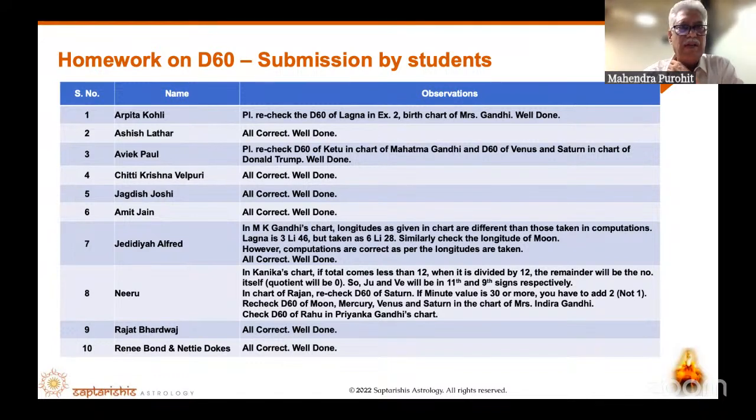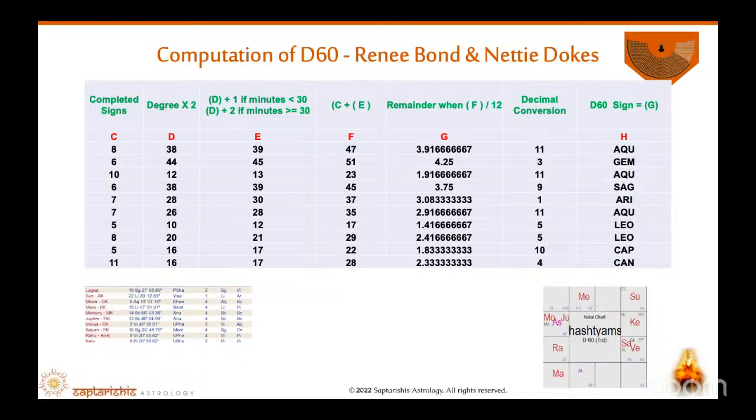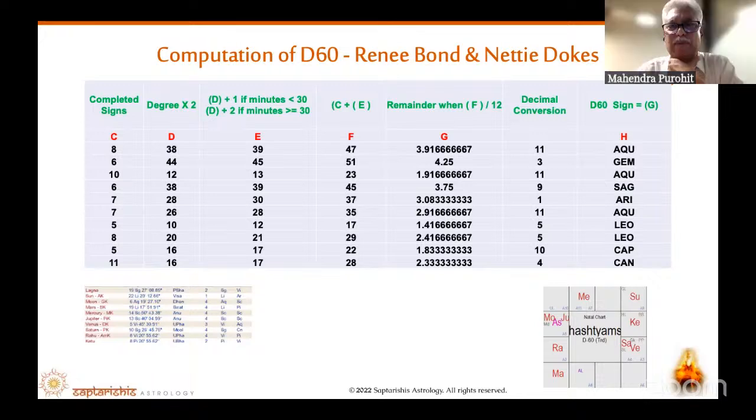Now this particular screenshot is the computation submitted by Netty Docs and Rennie Bond. In this, I just want to ask how she got these values, 11, 3 and so on. When you divide 47 by 12, you get this value, the quotient, actually 3.91 something. If she is available, can she tell? Is Rennie over here? Yes sir, both are available. Can you please explain how you got this 11?